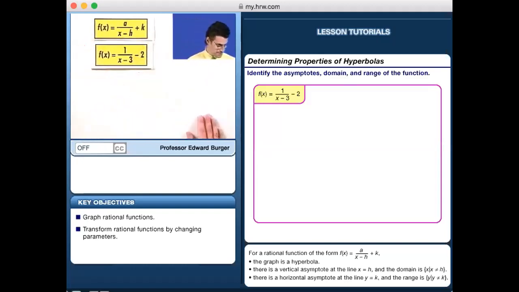Here's an example. Don't memorize the formulas for these things. Think through them. Think through them. It will be with you forever.